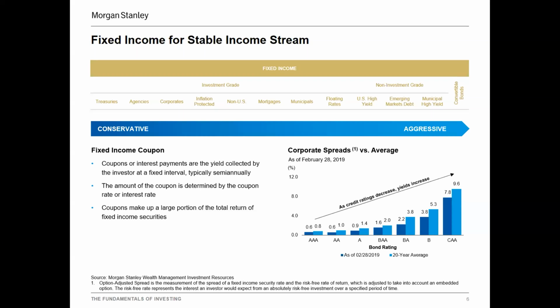The highest credit rating a bond can have is a AAA. And as you can see from this chart on the bottom right-hand corner, bond yields typically increase as the credit rating decreases.